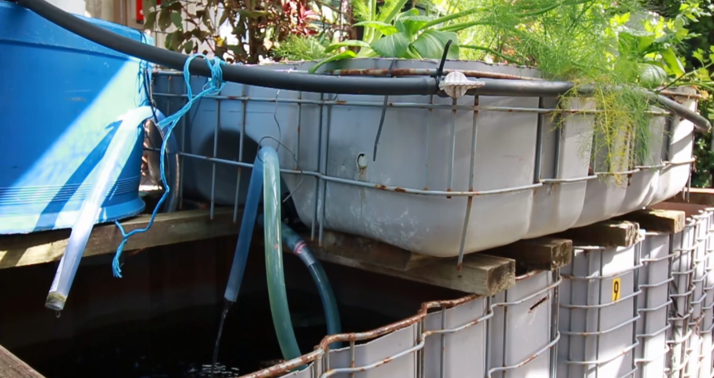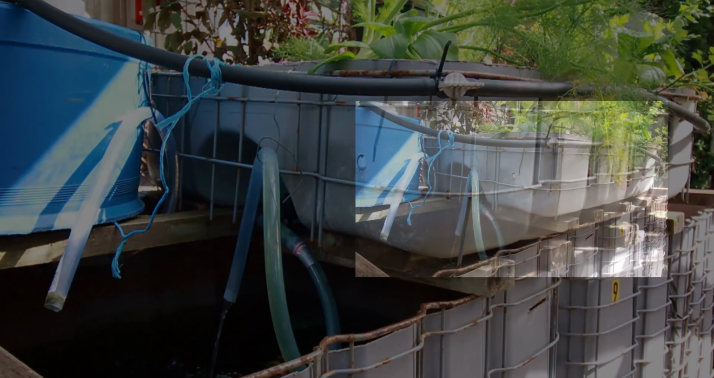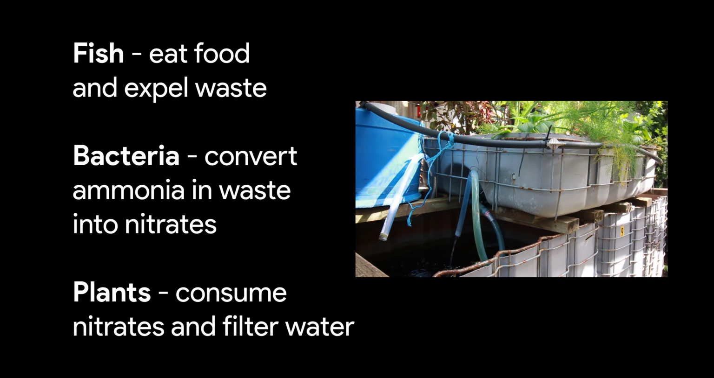Aquaponics creates a symbiotic environment where both fish and plants benefit. In a well-balanced system, the plants get most of their nutrition from fish wastes, and the fish get clean, filtered water back from the plants.